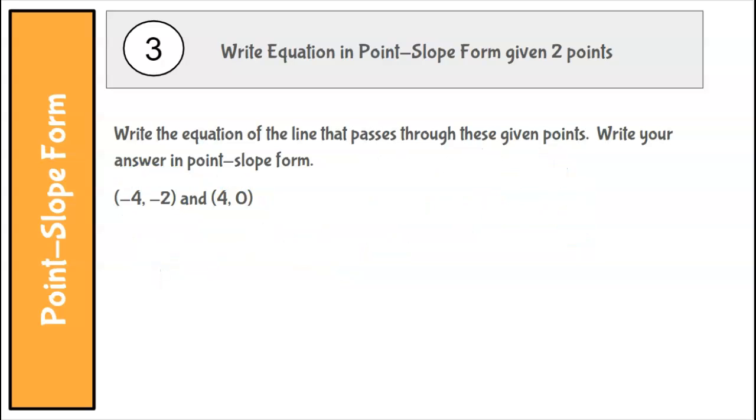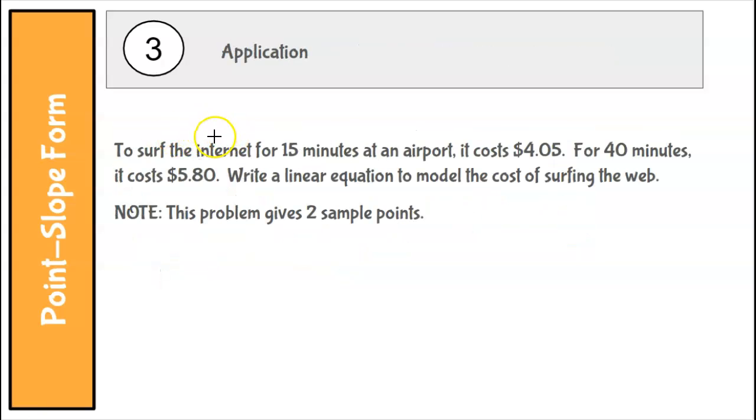One more example, we're going to take a look at word problems. To surf the internet for 15 minutes in an airport, it costs $4.05. For 40 minutes, it costs $5.80. Write a linear equation to model the cost of surfing the web. So I'm going to make X be the time that you surf the internet. This problem was written back when you had to pay by the minute for internet. And Y be the cost.